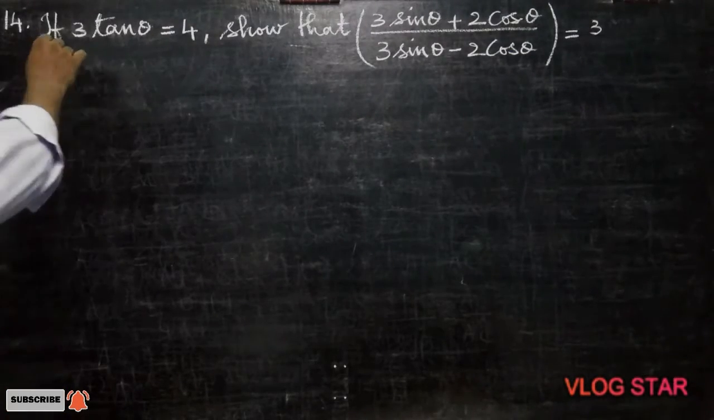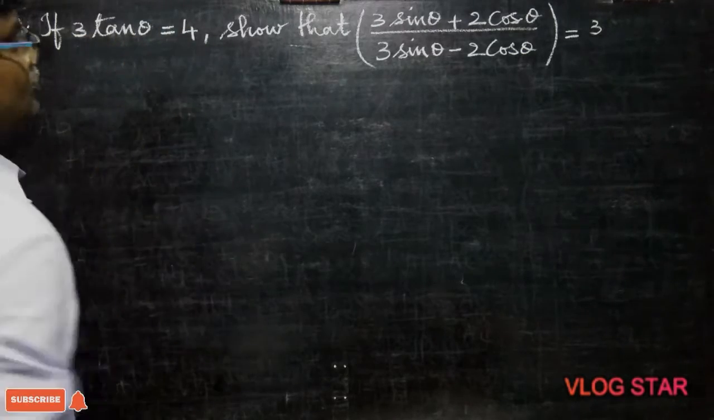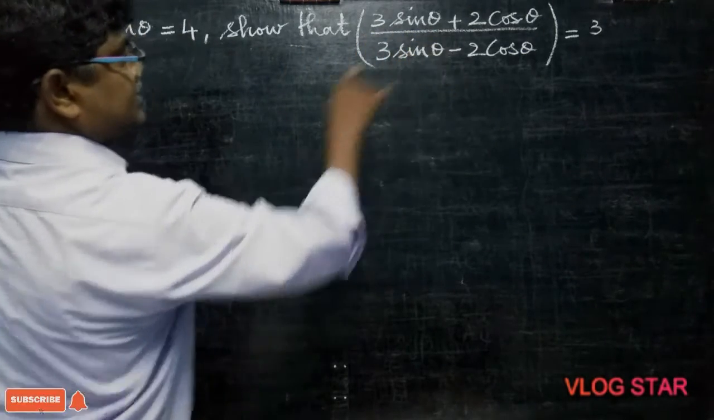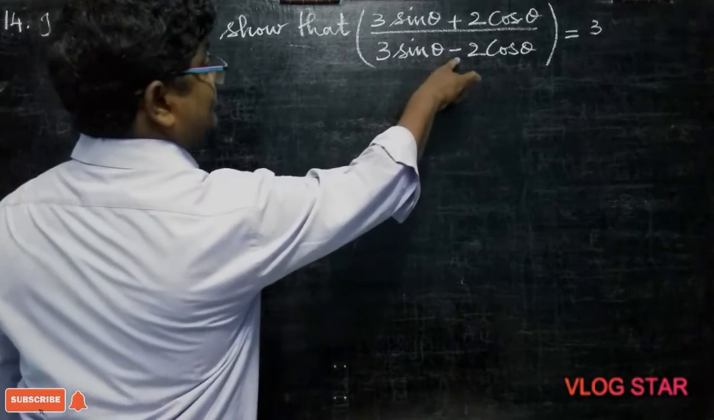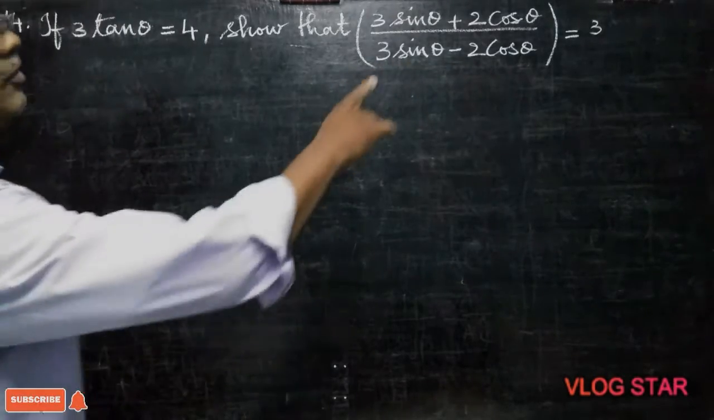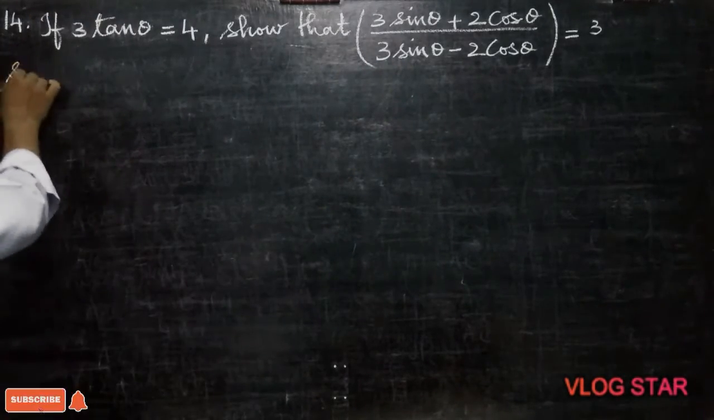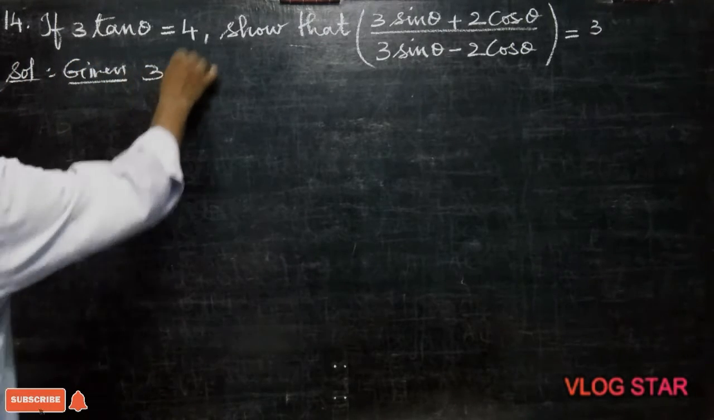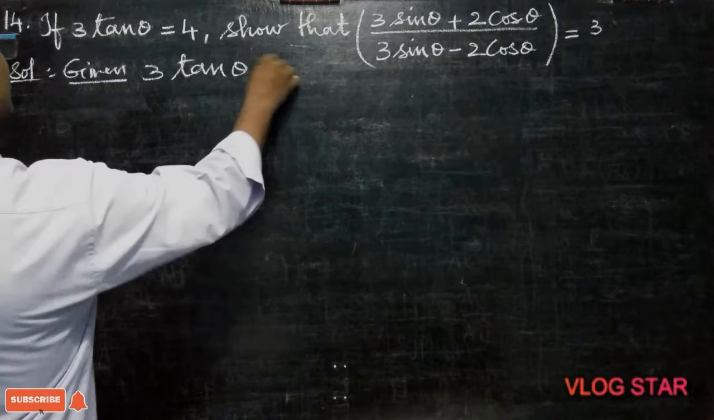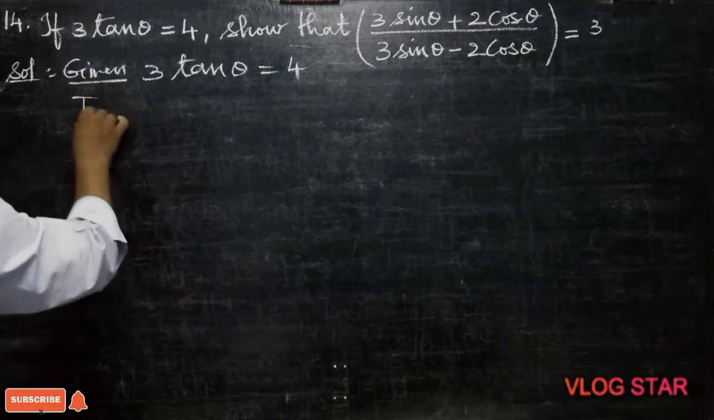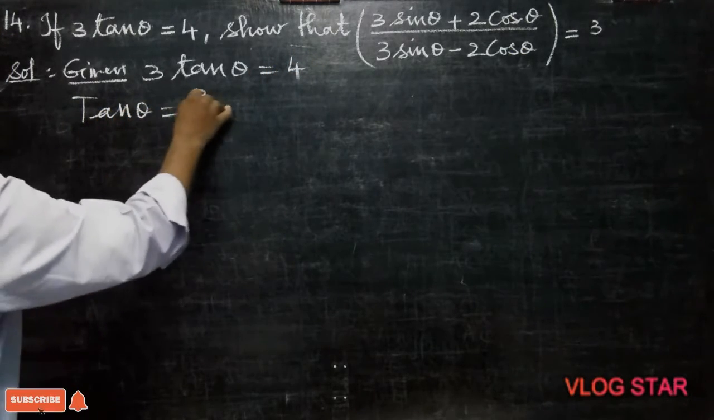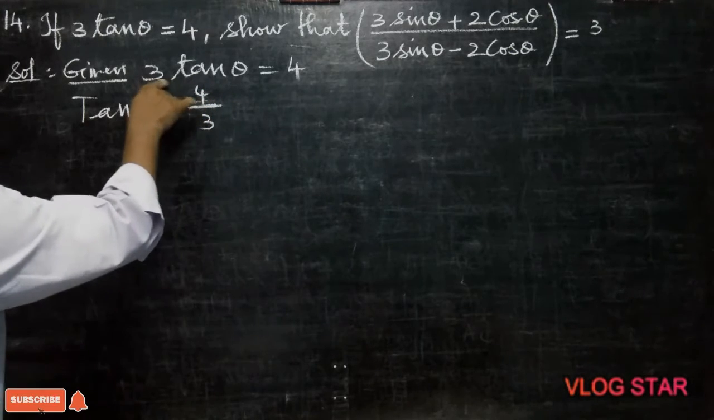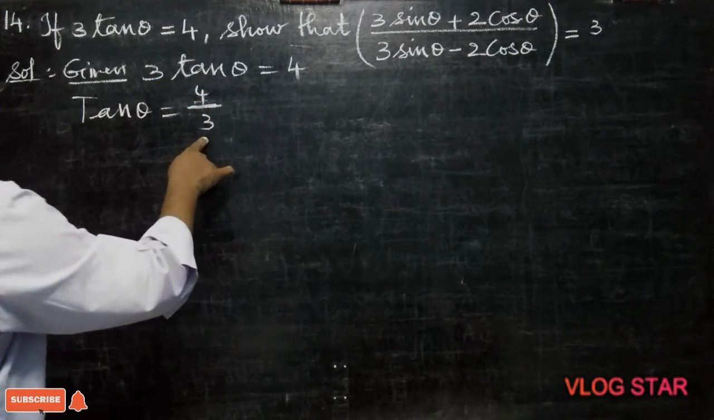14th problem. If 3 tan theta is equal to 4, show that (3 sin theta plus 2 cos theta) by (3 sin theta minus 2 cos theta) is equal to 3. So, solution. Given, 3 tan theta is equal to 4. So, tan theta is equal to 4 by 3. 3 into multiplication comes from left to right is division.